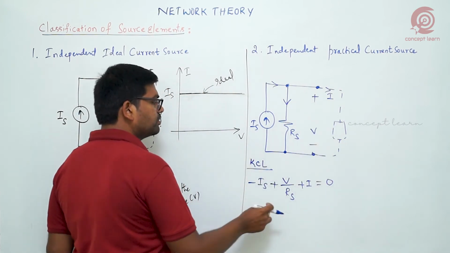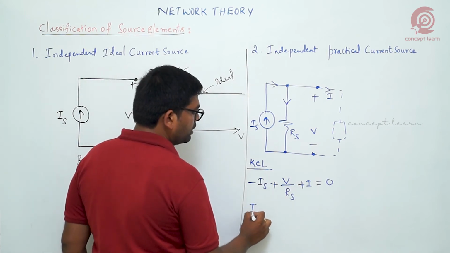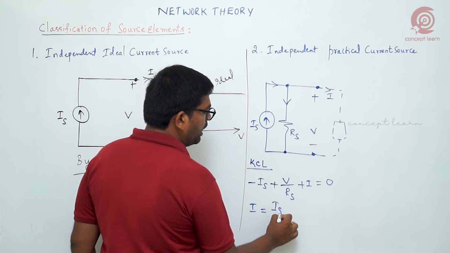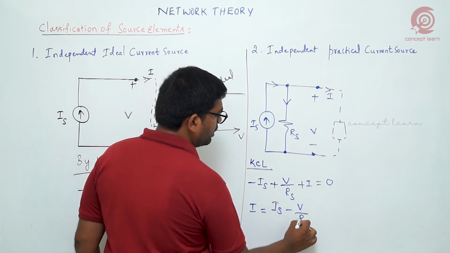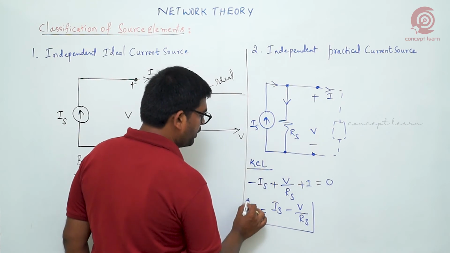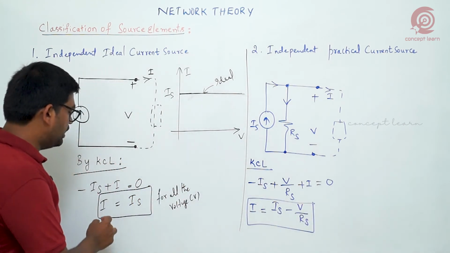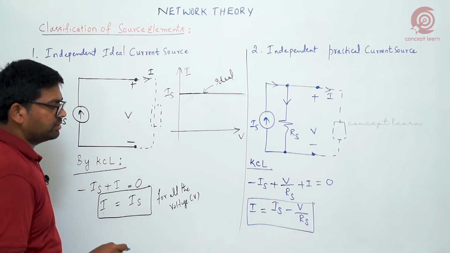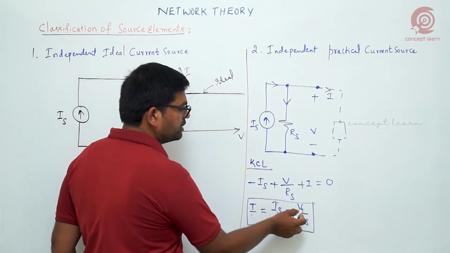Now our interest is to write an expression for the current I. So I is equal to, if you move these two terms to the right-hand side, Is minus V by Rs. Look at this expression. Earlier the current was independent of this voltage. Now the current depends on this voltage V.